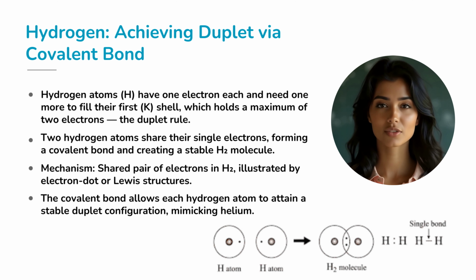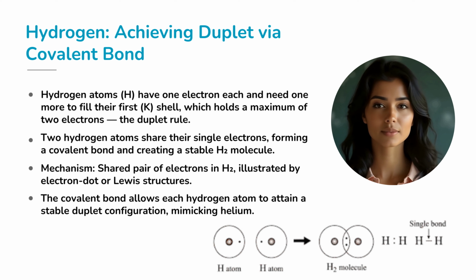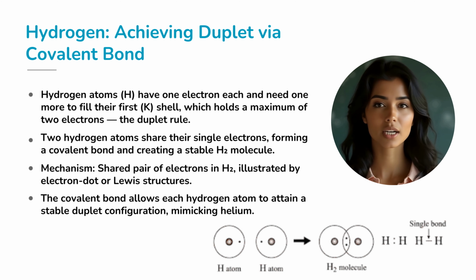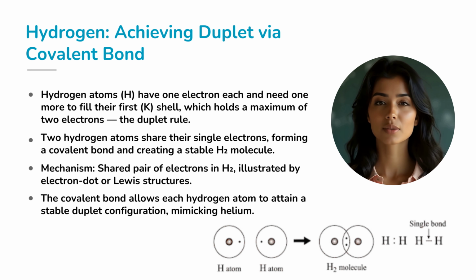Not all atoms transfer electrons, some prefer to share. Let's take hydrogen as an example. Each hydrogen atom, symbol H, has just 1 electron but needs 2 for a full first shell, the duplet rule. When 2 hydrogen atoms come close, they share their single electrons, forming a covalent bond and creating a stable H2 molecule. Mechanism-wise, this is a shared pair of electrons depicted by electron dot or Lewis structure. Now, each hydrogen atom feels like it has 2 electrons in its shell, achieving stability just like helium.